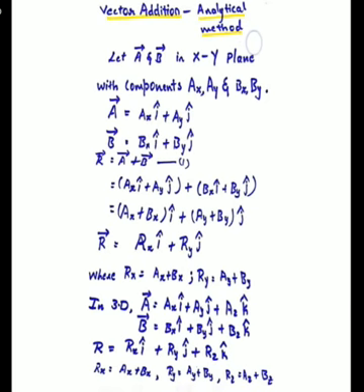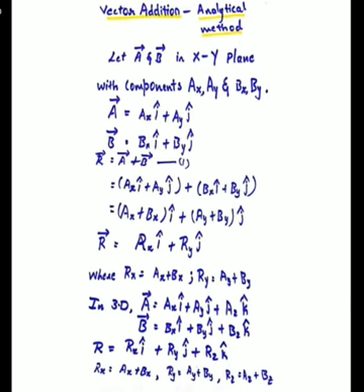Next, we can add vectors either by the graphical method or the analytical method. Graphical method means using the triangle law or the parallelogram law. Here you can see the analytical method. Suppose there are two vectors, vector A and vector B, present in the xy plane. I am going to write this equation in terms of unit vector notation, that is, in mathematical form. That is vector A equals Ax i cap plus Ay j cap, and vector B equals Bx i cap plus By j cap.